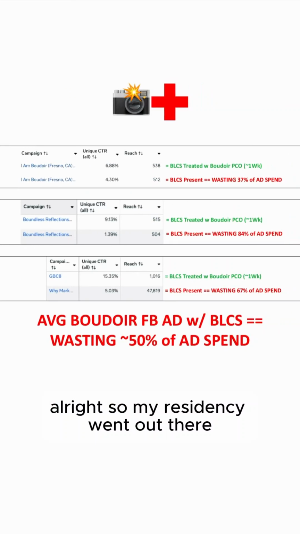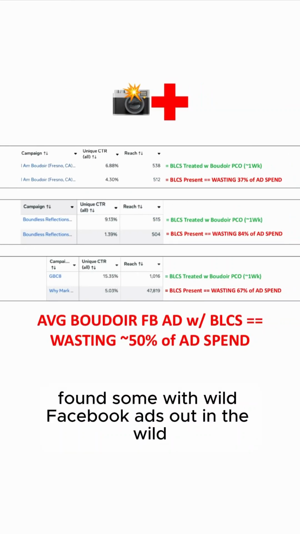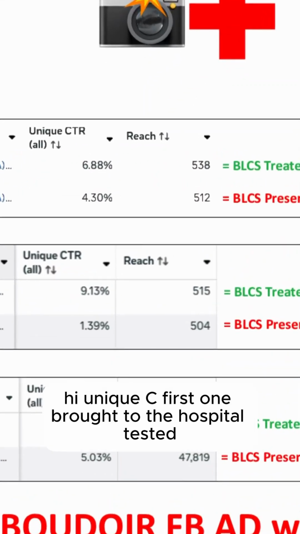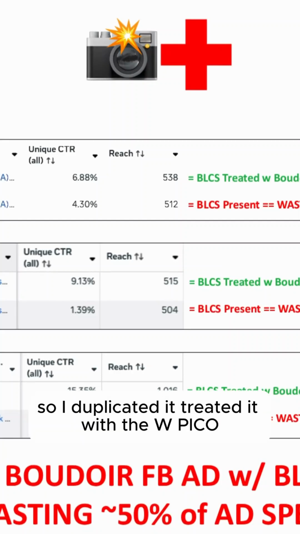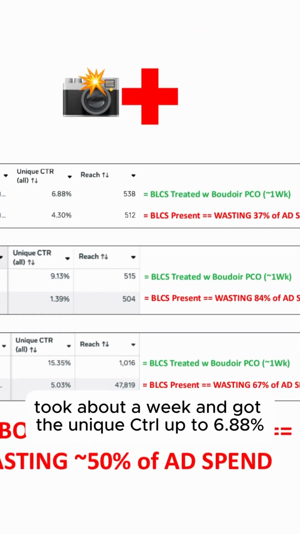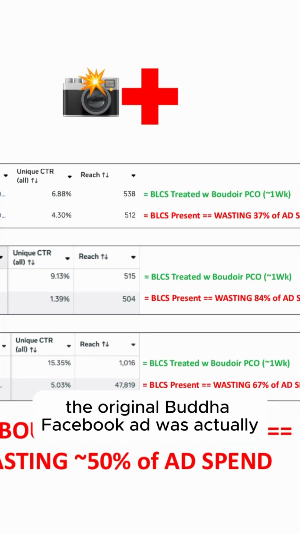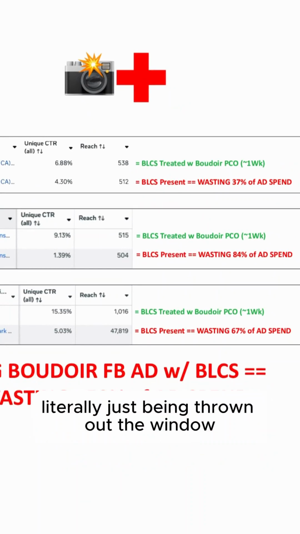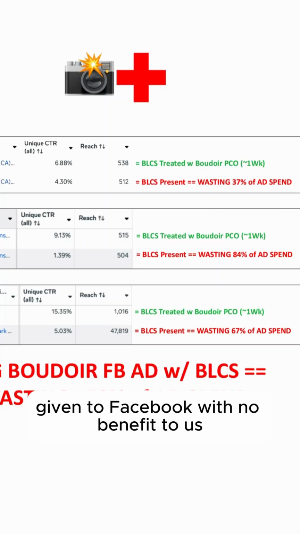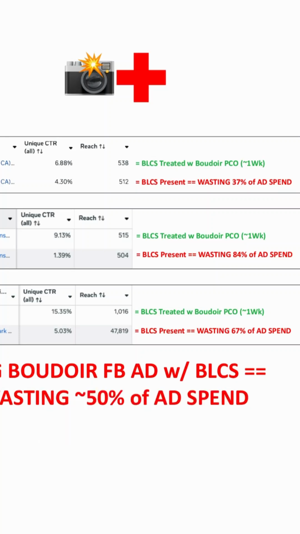All right, so in my residency, I went out there, found some Boudoir Facebook ads out in the wild. Had a unique first one, brought it to the hospital, tested it, had a unique CTR of 4.3%. So we know BLCS is present. So I duplicated it, treated it with Boudoir Pico, took about a week, and got the unique CTR up to 6.88%. So we found out the original Boudoir Facebook ad was actually wasting 37% of ad spend, literally just being thrown out the window, given to Facebook with no benefit to us.